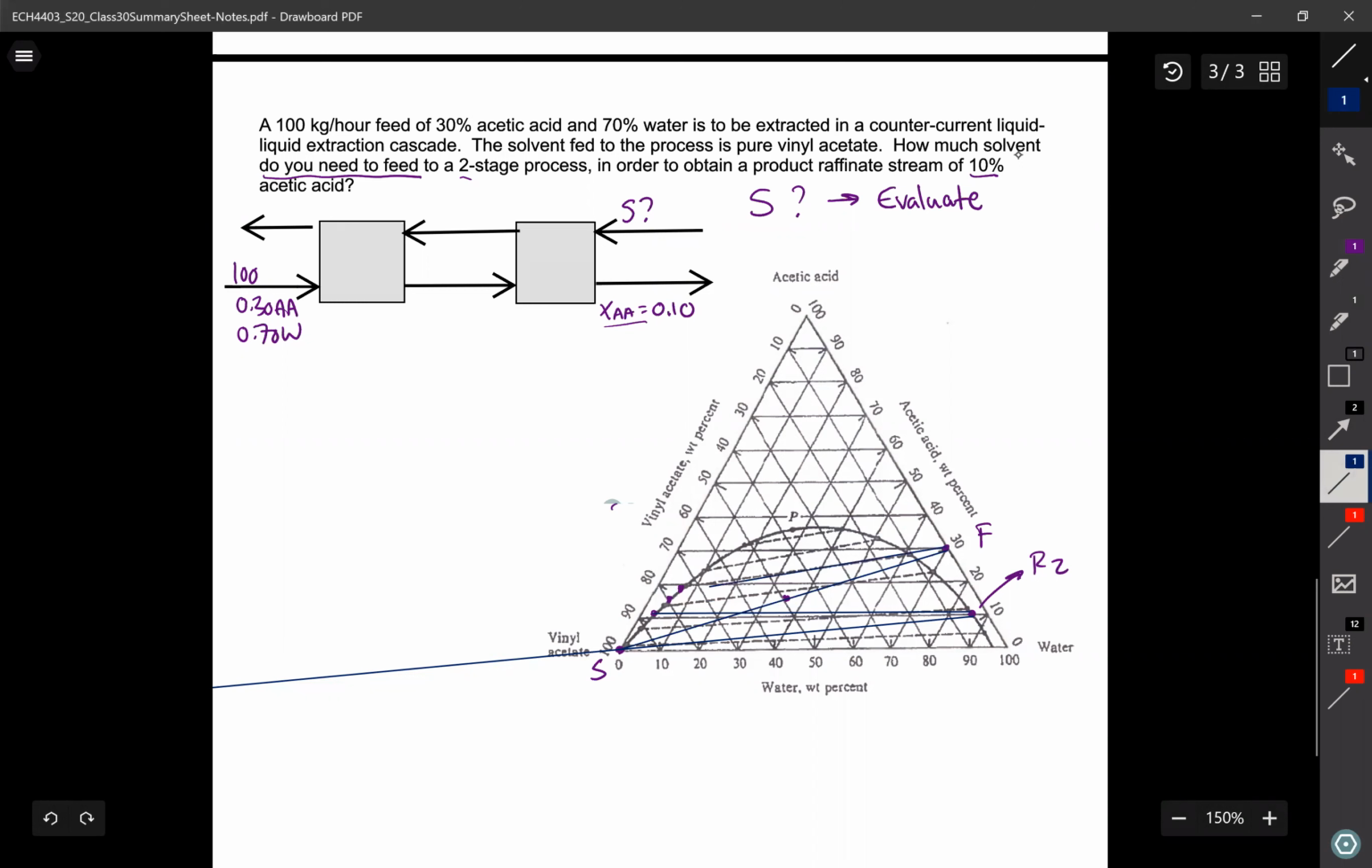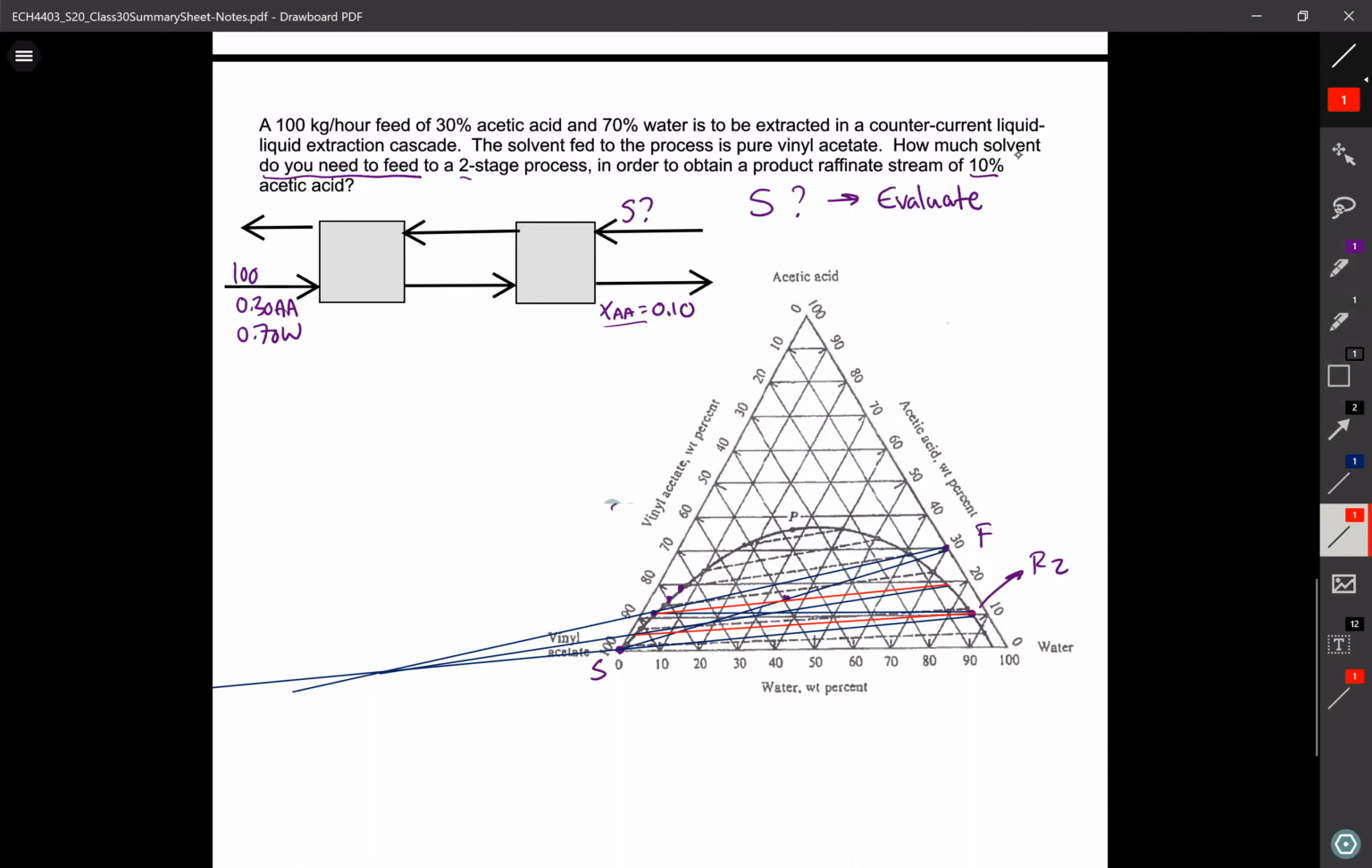All right, so connect F to E1, like so. Connect E1 to R1 with a tie line. Connect R1 to delta. Connect E2 to R2. Now I've got, in 2 stages, good agreement. So my second stage landed at R2. So I would call this the correct solvent flow rate.